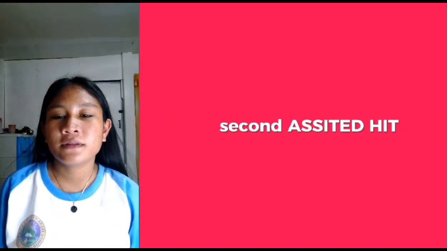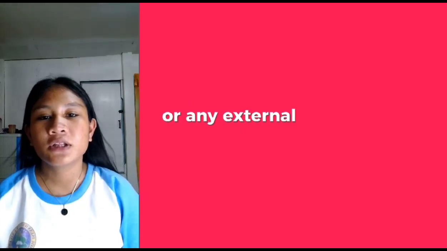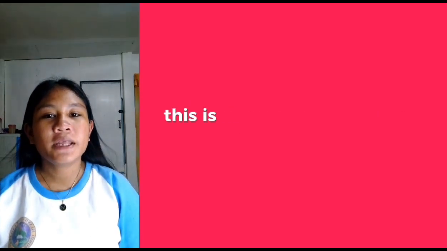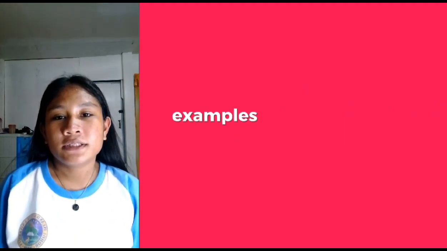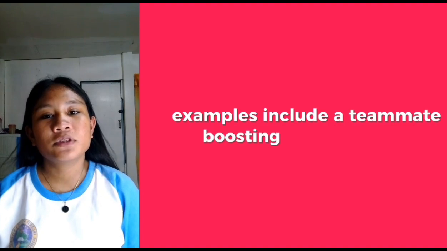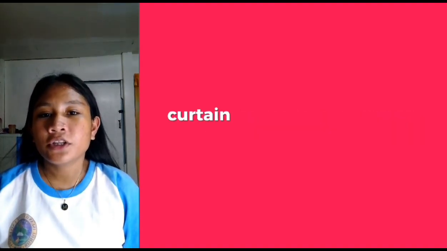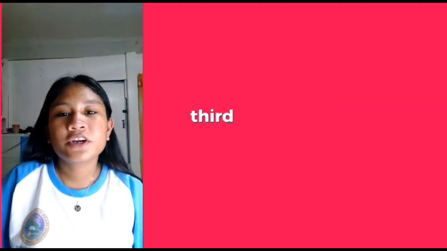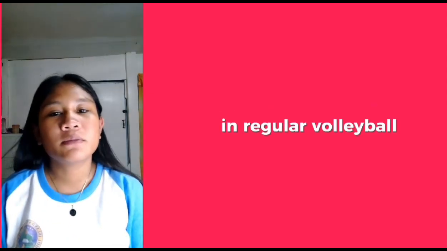Second, assisted hit is a fault wherein a player receives support from a teammate or any external object to make a play on the ball. This is illegal because it gives an unfair advantage. Examples include a teammate boosting another player or a player using a wall, curtain, or net post to reach the ball.